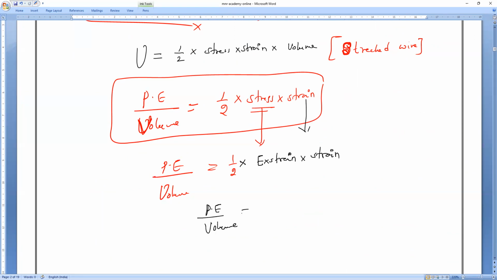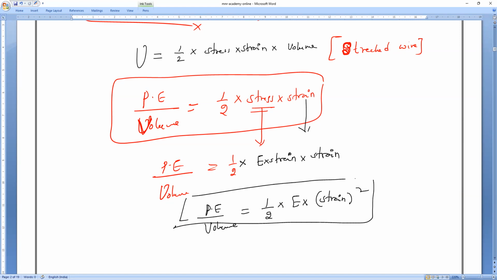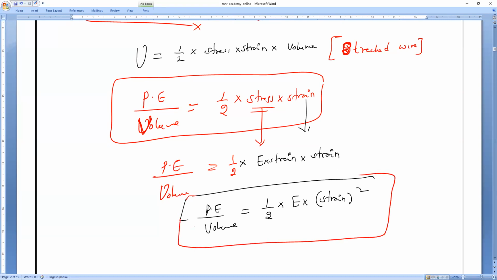Potential energy per unit volume has another formula: half into E into strain into strain, which we used to say as strain squared. So this is another formula for potential energy per unit volume. That is very, very important. I hope you all understand. So these are the three formulas for calculating the potential energy per unit volume.